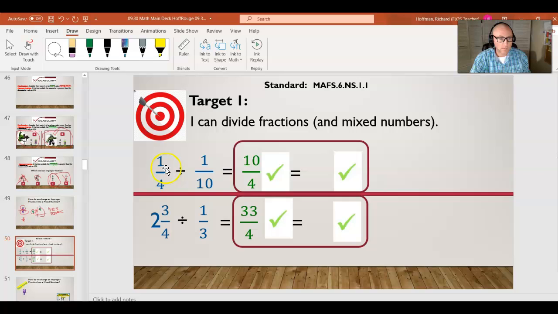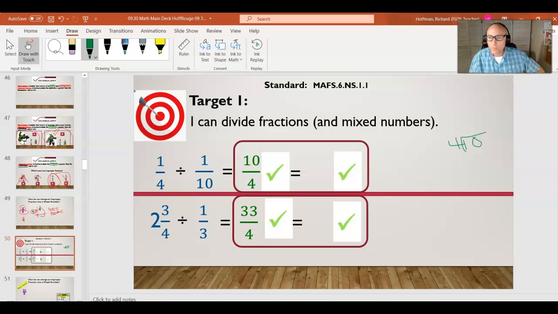So how do we do this? 10 over 4. We got that's improper. How are we going to turn that into a mixed number? That's taking it to the next level. So we're going to go 10 divided by 4. I'm going to get my pen out here and see if I can start making some things flow with the pen. Yes, 10 divided by 4.